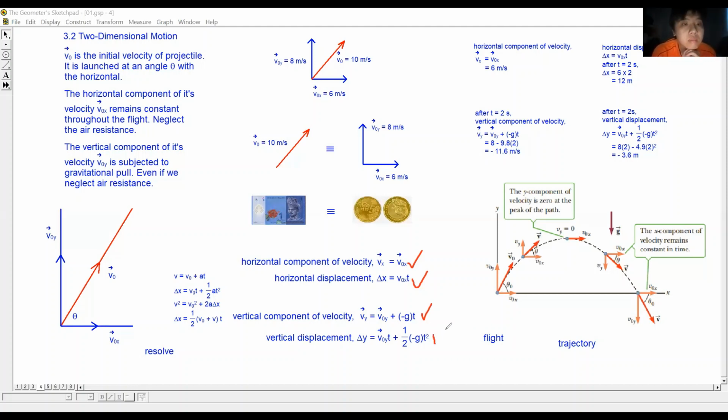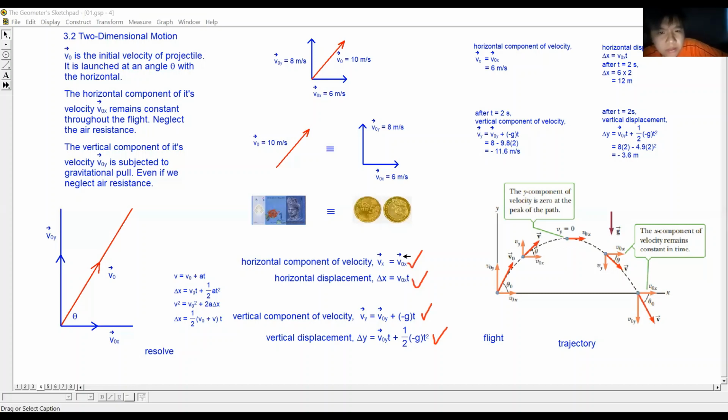Using these four formulas, we are able to trace the velocity of the object. We are able to trace the position of the object on the xy plane. The xy plane means how far in front you go and how high you go. Any questions regarding these four equations here? No, sir.